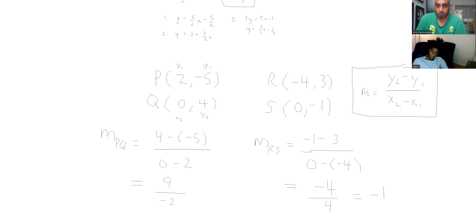So look at these two slopes. You got -1 here, and you got -9 over 2 here. Are they parallel, perpendicular, or neither? Are they the same? Are they negative reciprocals of each other, or are they neither? Neither. Yep. Okay.